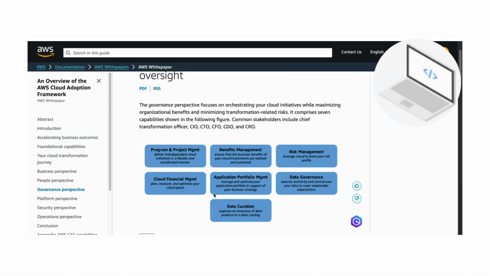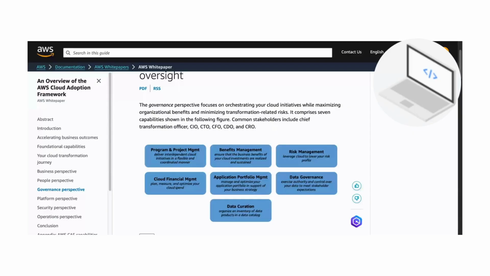The fifth capability is application portfolio management, and this involves managing and optimizing your application portfolio in support of your business strategy. Think of your applications as the backbone of your business capabilities. By maintaining an accurate inventory and regularly assessing the health of your applications, you can identify opportunities for migration and modernization. For instance, start with your most critical applications and ensure they are all well aligned with your cloud transformation strategy. Then, data governance, which is another key area.